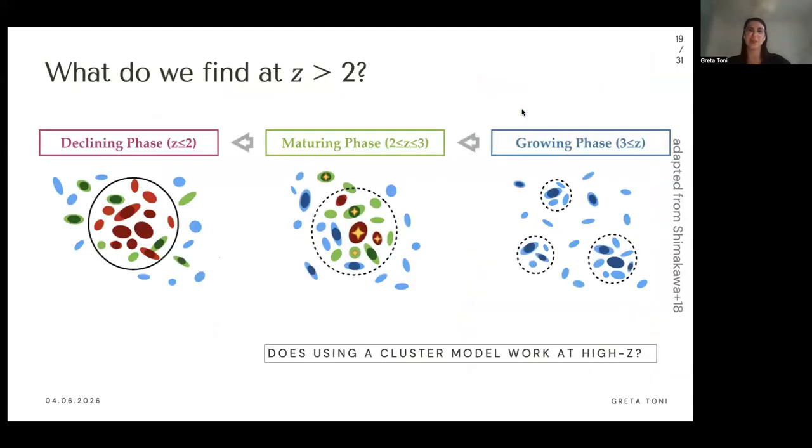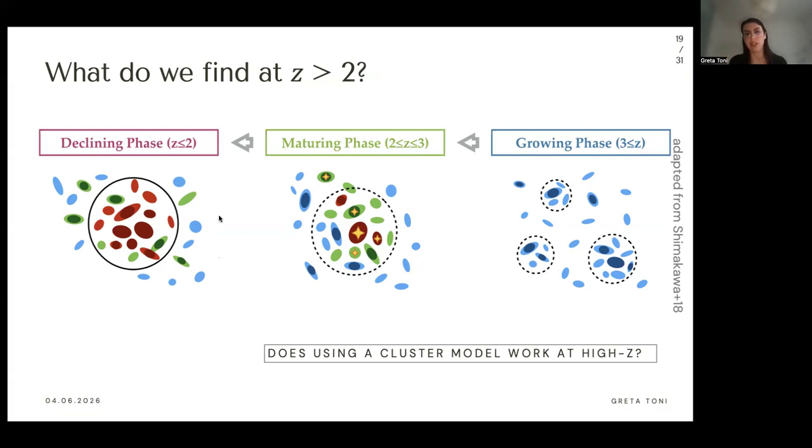Okay, so let's talk about the elephant in the room. So what do we find at redshift larger than 2? Of course, it's not a sharp limit, once again. We have around redshift 2 this transition phase between the virialized object, the virialized clusters we observe in the present universe, and their progenitors, the so-called protoclusters. Or the other way around, if we follow the flow of time, we have a growing phase, as we can see in this sketch here, adapted from this paper, Shimakawa et al.